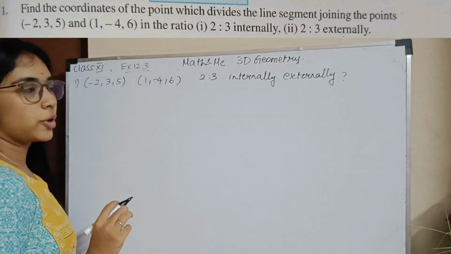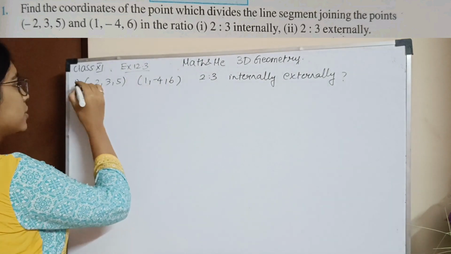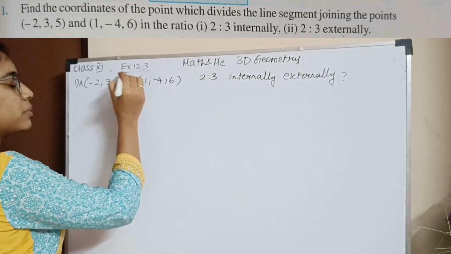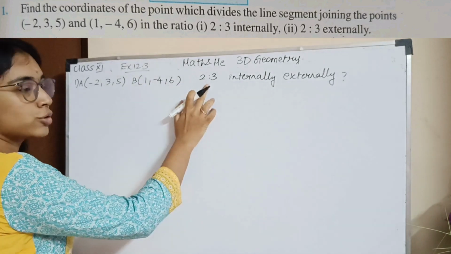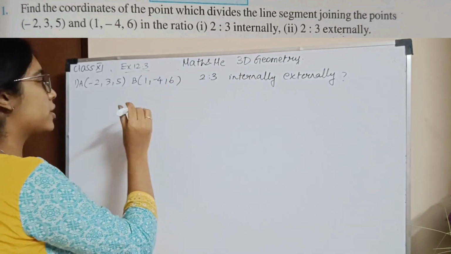Moving on to exercise 12.3. So I've given the question with two coordinates. I named them as A and B. So I need to find the point which divides AB in the ratio 2:3 internally and externally. So I have to use the formula.